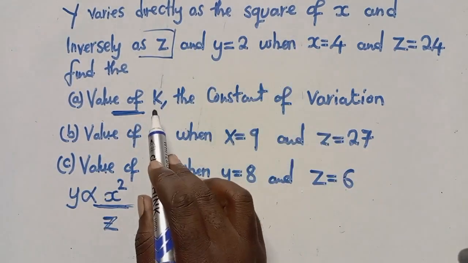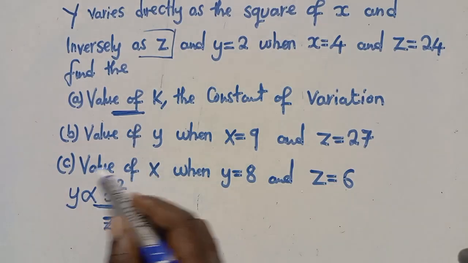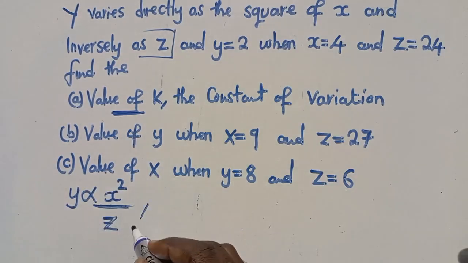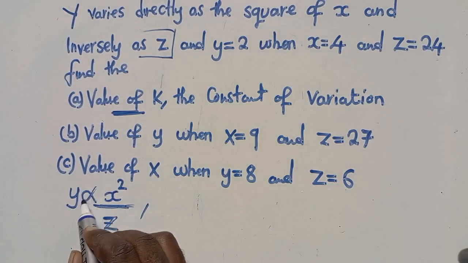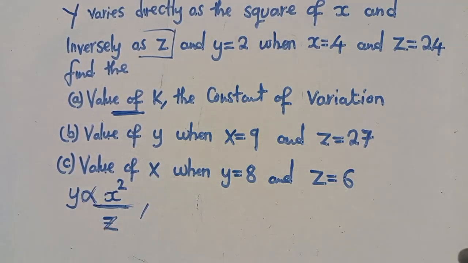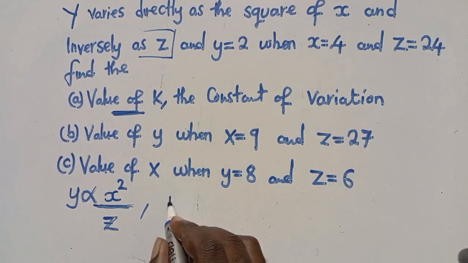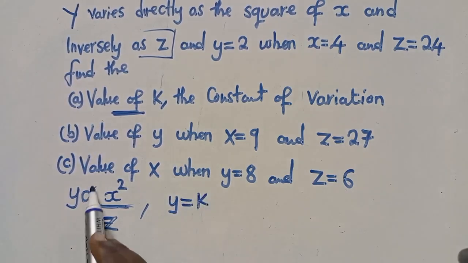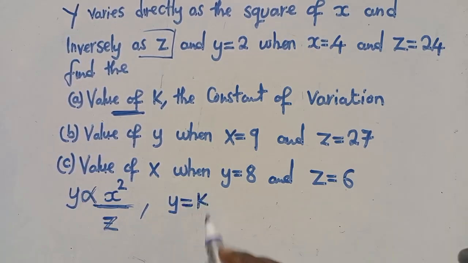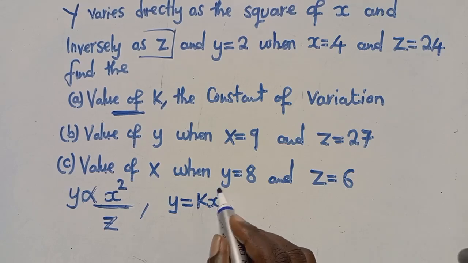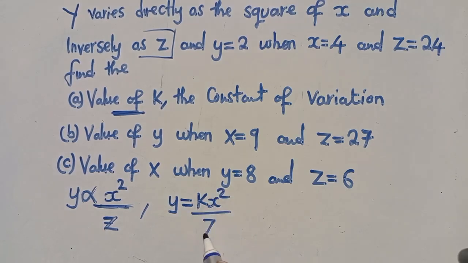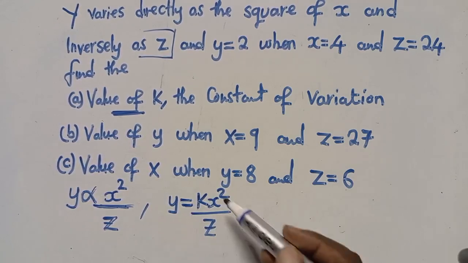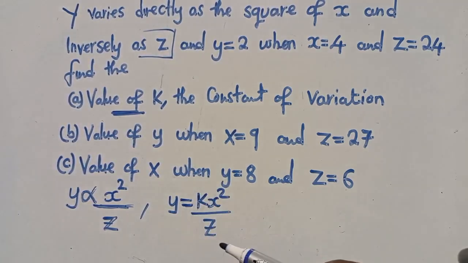For us to find the k, which is not here, we need to interpret this. You need to understand that if we change this symbol for varies, it goes with equals and a k. So this is to tell you that y is equal to k, then we've got x squared on top over z down. So this is now the equation that we are going to be using.